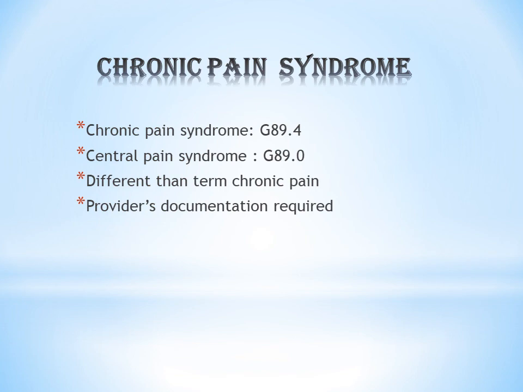Then last one, chronic pain syndrome. In addition to all the above discussed conditions, G89 codes also have two syndromes, that is central pain syndrome and chronic pain syndrome. The code for chronic pain syndrome is G89.4 and the code for central pain syndrome is G89.0. This chronic pain syndrome is nothing related to chronic pain. For chronic pain syndrome, you should not code the chronic pain code. This is a syndrome, a different condition. Chronic pain syndrome is different from chronic pain. To code the syndromes, the provider's documentation is required. That is, the provider should clearly mention chronic pain syndrome or central pain syndrome.